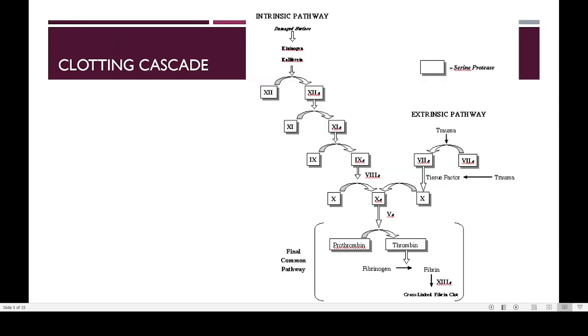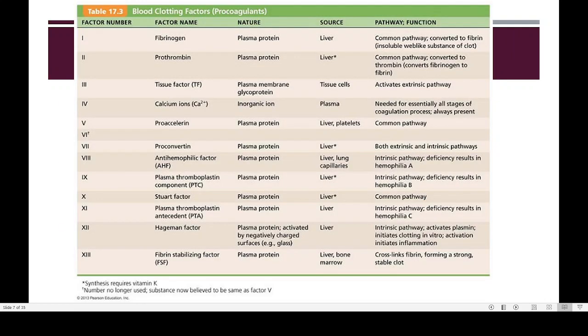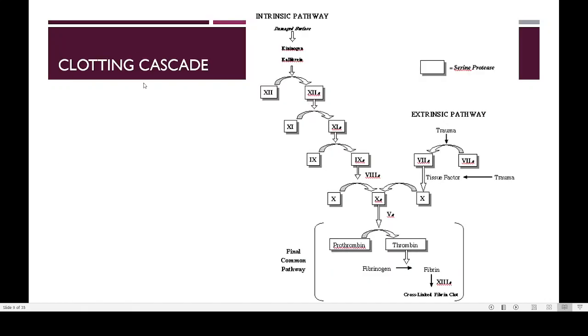Now this is the basic diagram explaining the extrinsic pathway as well as the intrinsic pathway. Here you can see that any kind of damaged surface, here external trauma, will trigger clotting factor 12 to be converted into activated 12. What is factor 12? Hageman factor. That will be triggered to form an activated form of clotting factor 12. And when that is activated, it will activate clotting factor 11, and 11 will be converted into an activated form of 11.